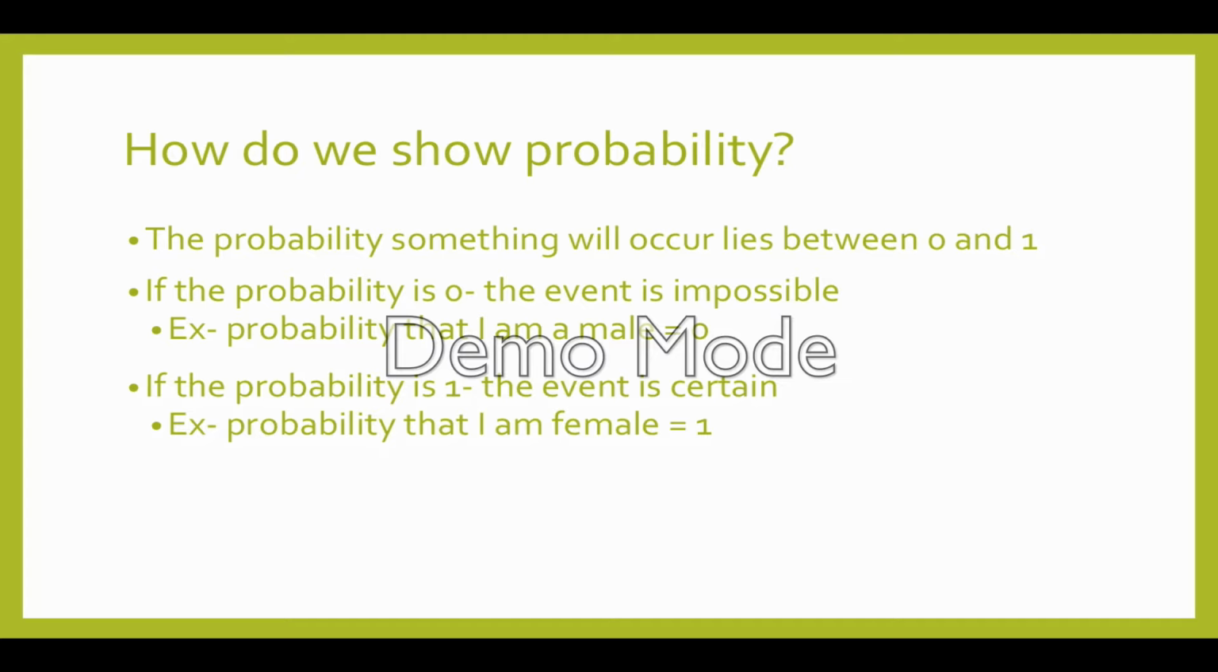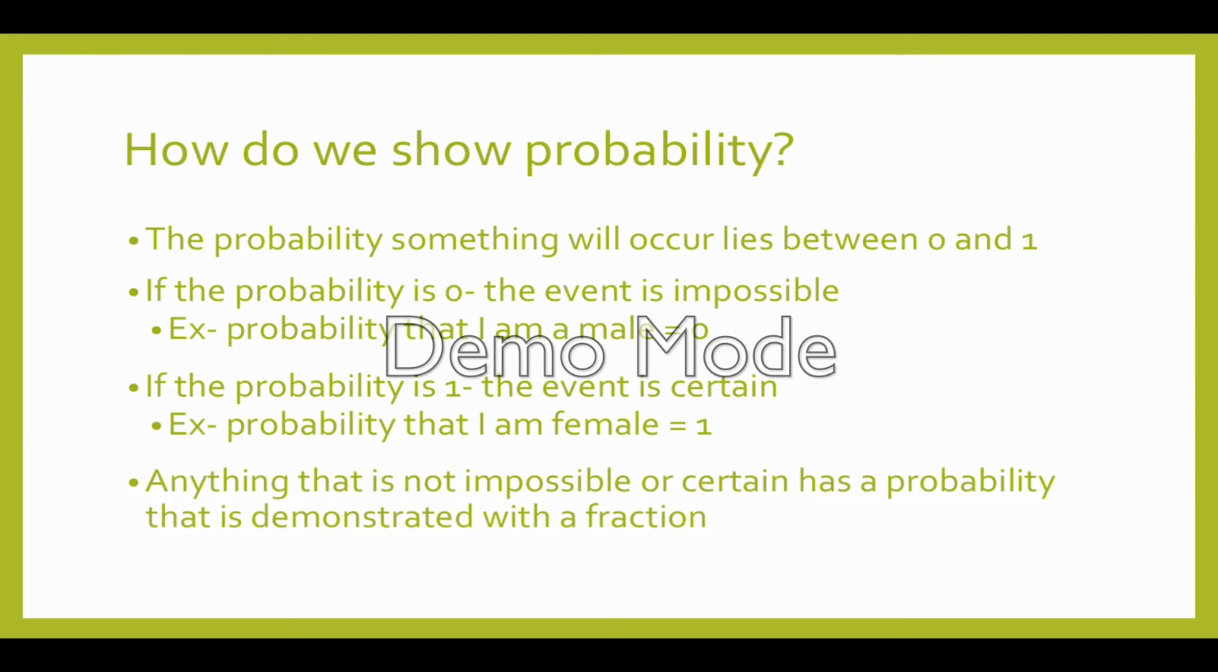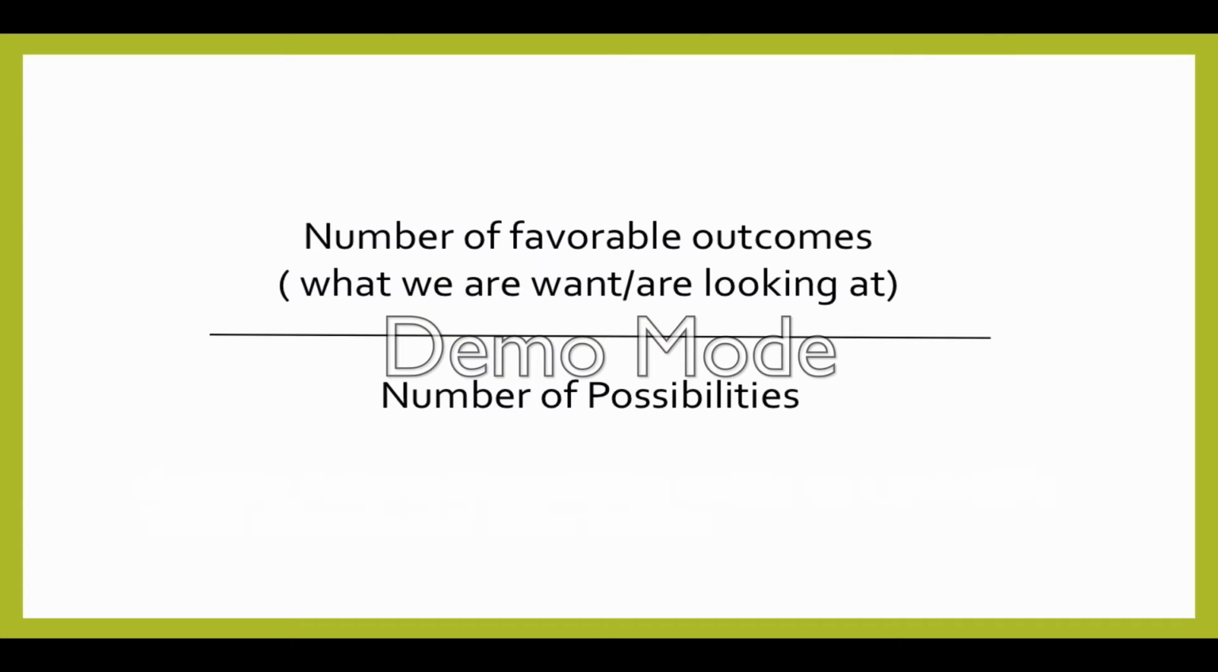That is absolutely certain. Anything that is not impossible or certain has a probability that is demonstrated with a fraction. That fraction is the number of favorable outcomes, or what we are looking for or what we want, as the numerator, above the denominator, which is the number of possibilities.